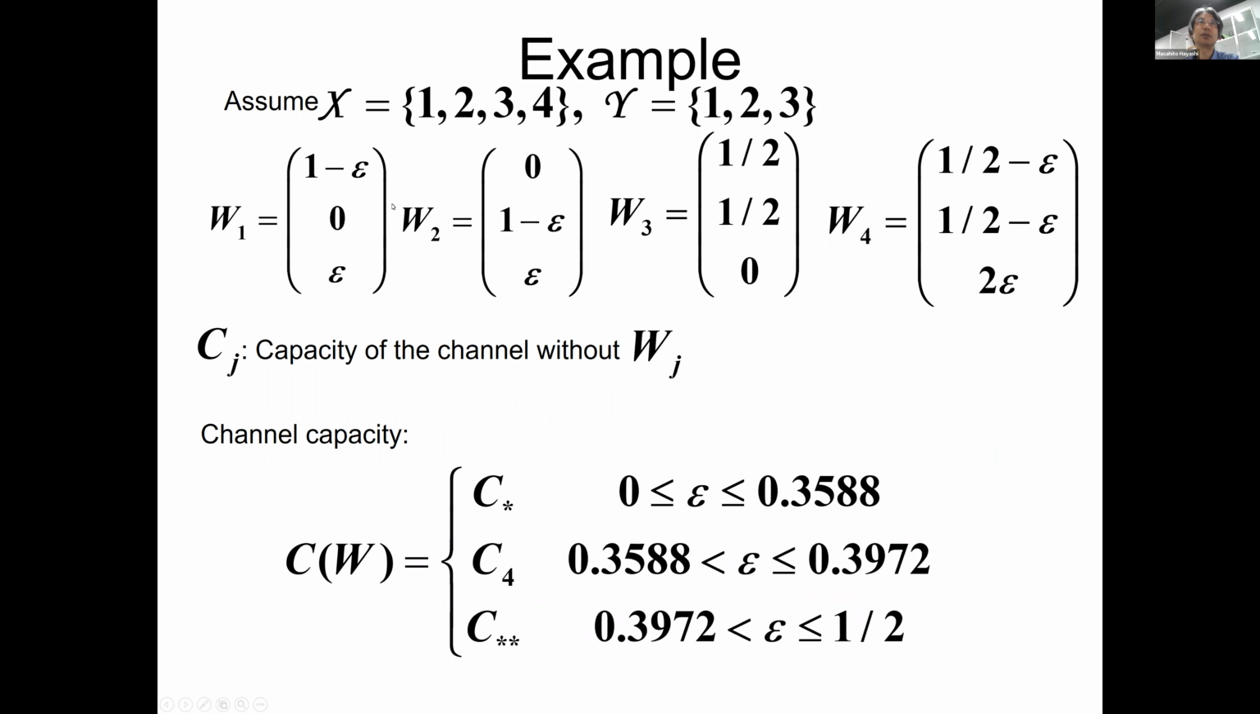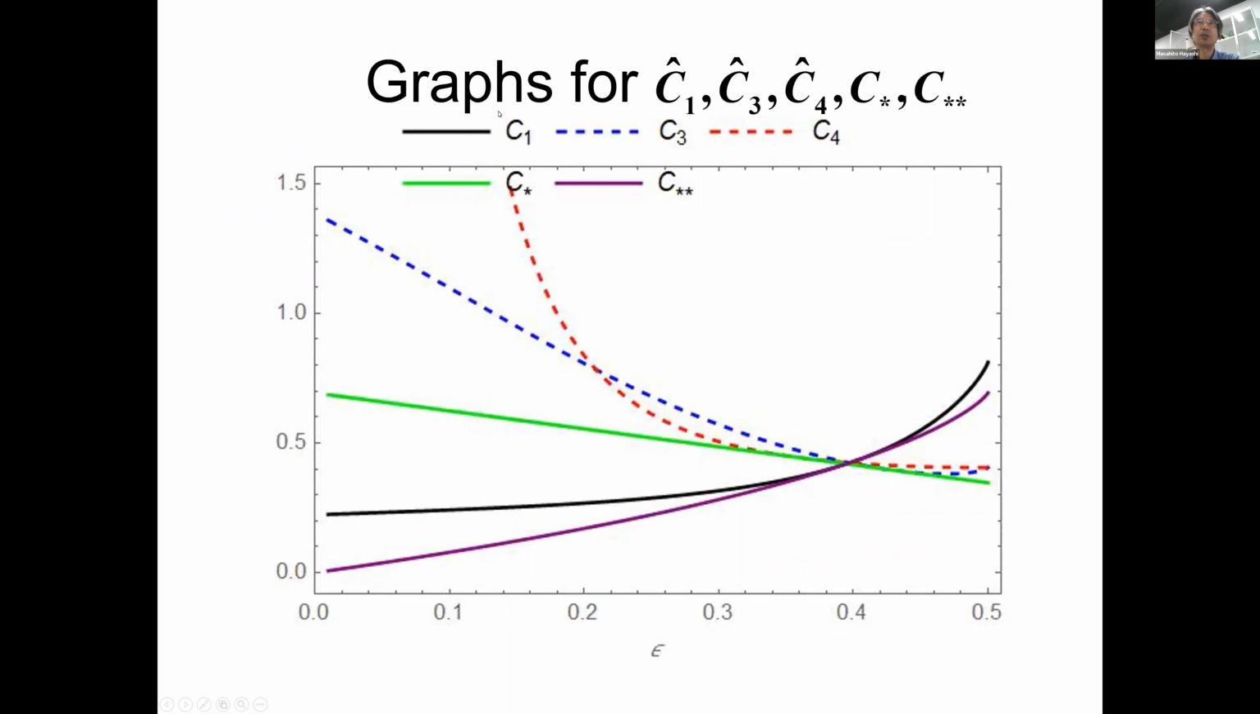So in summary, our channel capacity is calculated in this way. Depending on the amount of epsilon, we have 3 cases. The first case is the capacity C star, the second case is C4, and the third case is C star star. This is a numerical plot. We have several quantities, C star, C star star and C4, in this way. In the small epsilon case, the red one is capacity, and then we have a green one, and finally our capacity is the purple one from here.